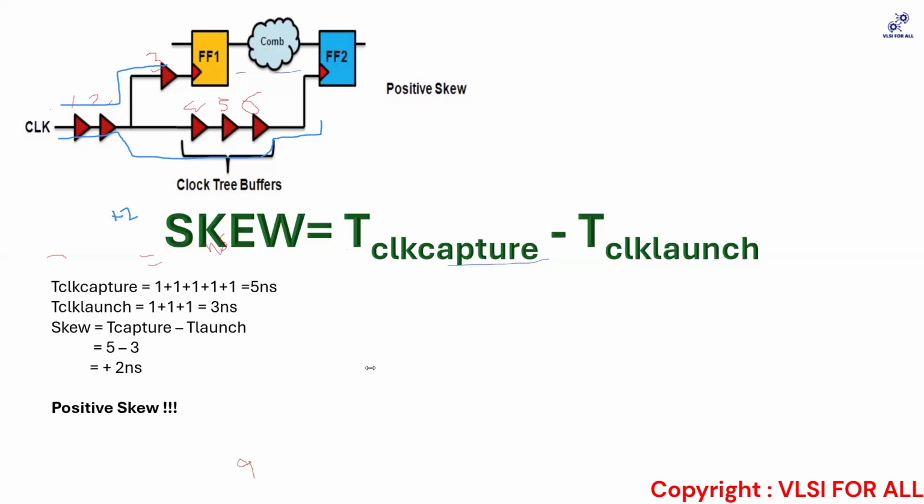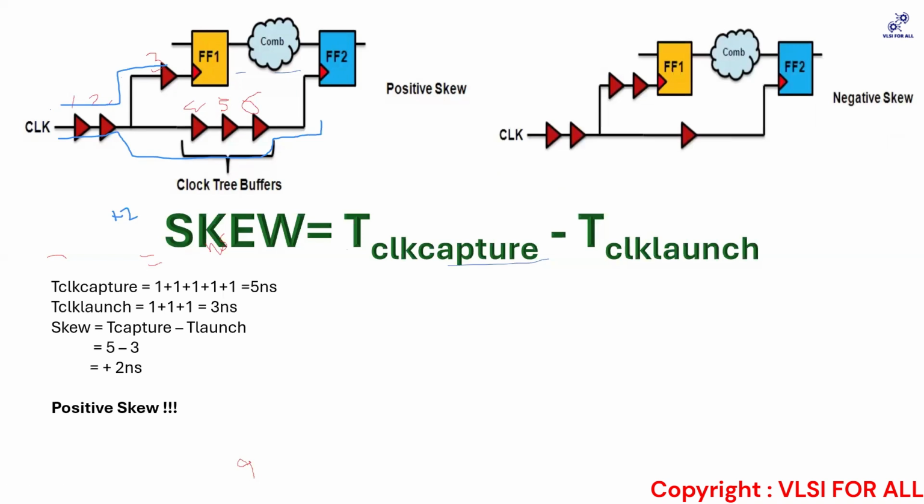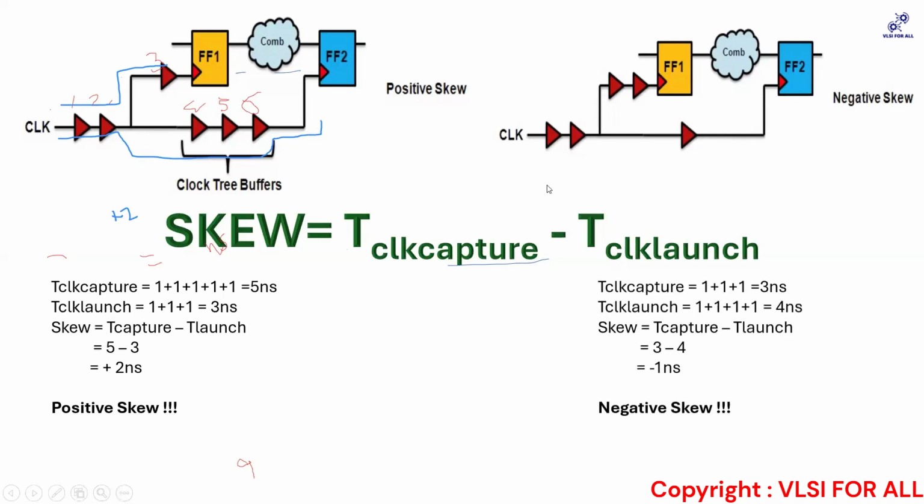Yeah, ma'am. Okay. So I need you to explain this one. Can you explain what the delay is over here? Capture flop delay is 3 ns and launch flop delay is 4 ns. So what's the skew? Skew is minus 1 ns. Correct. So since the skew turned out to be negative, you call it a negative skew.